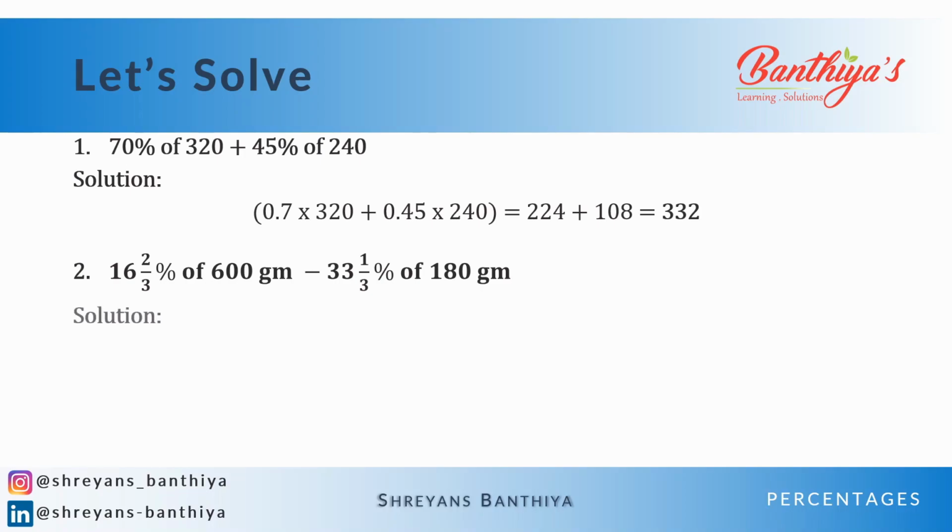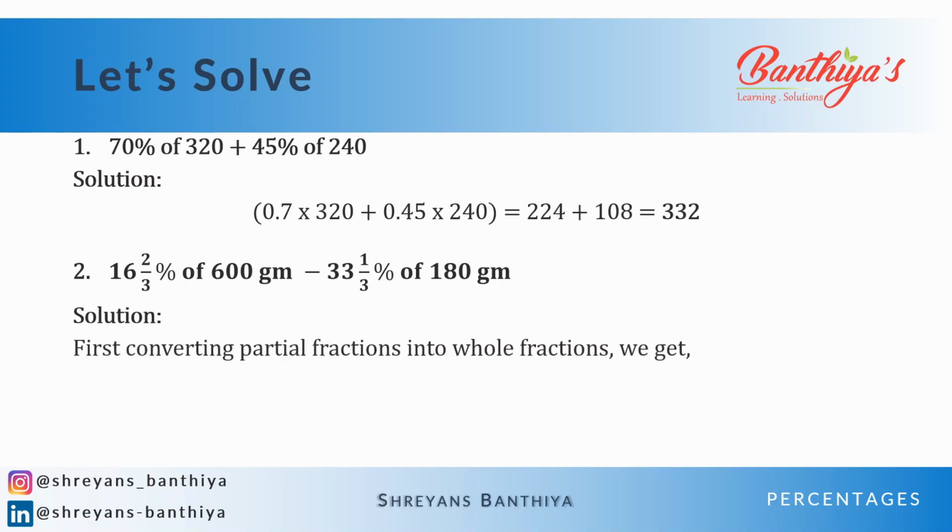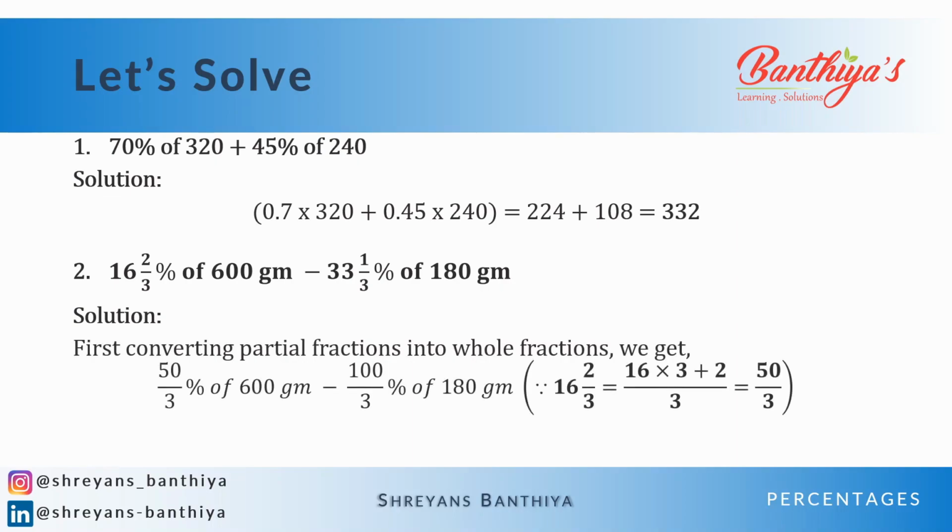Now let's see the solution. So first, converting mixed fractions into improper fractions, we get 50 by 3% of 600 grams minus 100 by 3% of 180 grams. Now, 16 2 by 3 equals 16 plus 2 by 3; getting the base common, that is 16 into 3 plus 2 by 3, it becomes 50 by 3. And similarly we have done this with 33 1 by 3%. Now just solving it, we get 50 by 300 into 600 minus 100 by 300 into 180.